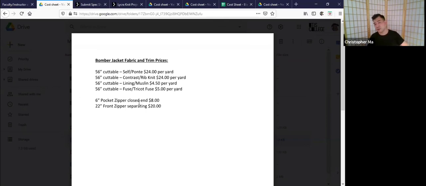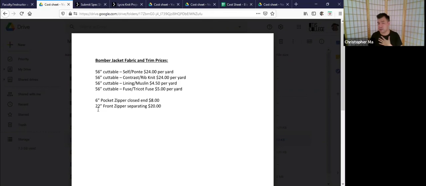So for the pocket zipper, the one that doesn't open is 6 inches, right? You have to have what kind of teeth, right? If you order it yourself, somehow your teeth is plastic, go ahead and write plastic. For the rest of you, it's metal teeth, right? I forgot what color, I think it's a brass color, right? Or is that gold color, I forgot. Anyway, so you can fill that in. And for that one, it's $8.